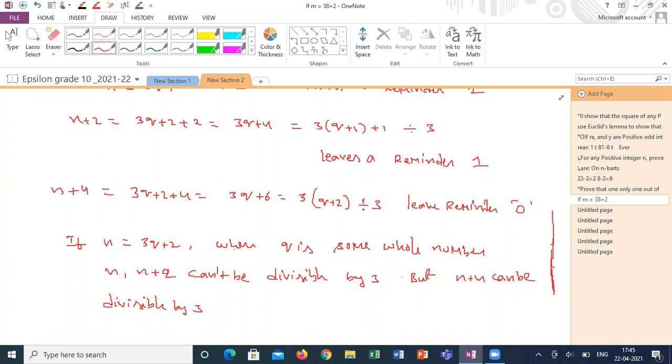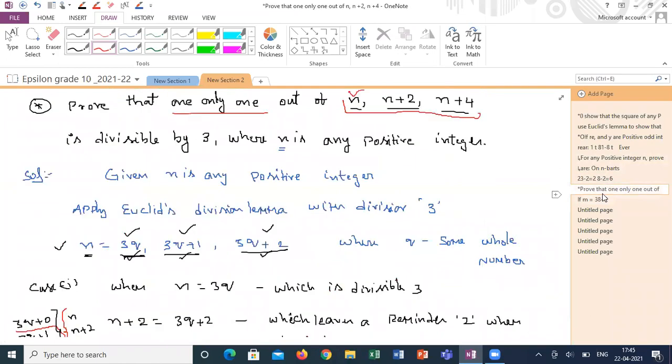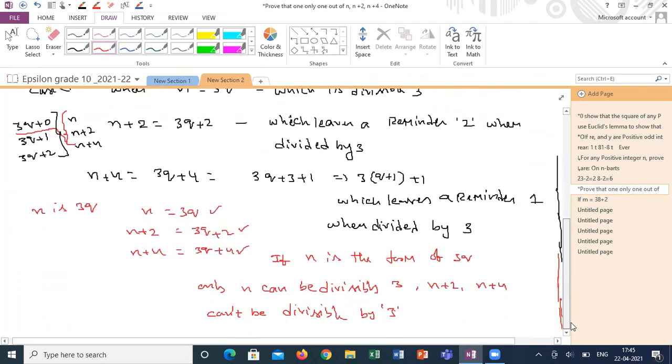Yes, sir. Sir, can you show case one once more, sir? So can anyone try case 3? Sir, I have taken n equal to 3q plus 1 also. In that case, which is divisible by 3? Sir, n plus 2 is divisible by 3. Correct. So three different cases, three different sets will be divisible by 3.